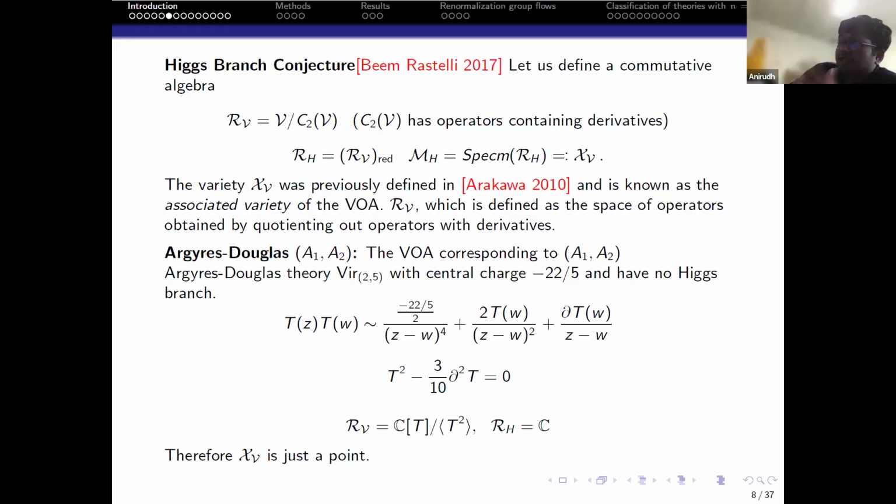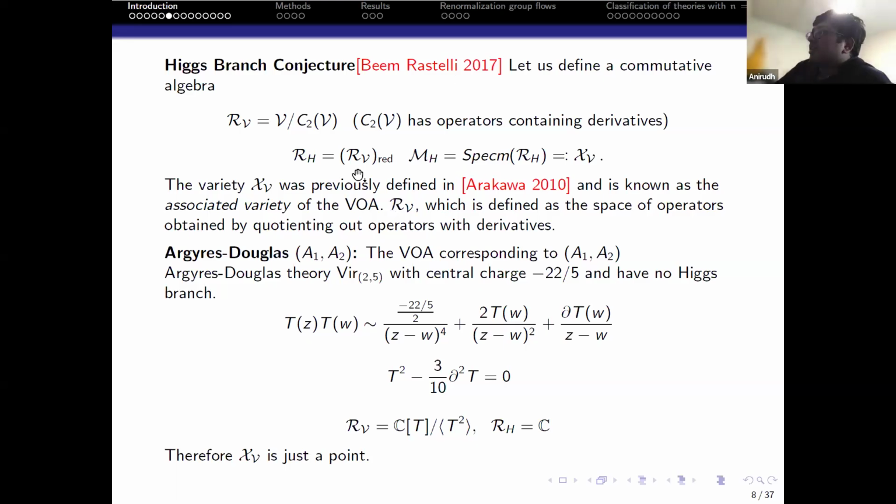So now in this slide, I'm going to discuss the Higgs branch conjecture. The Higgs branch conjecture is a way to extract the Higgs branch as a variety from the VOA data. In this case, we define a commutative algebra, which we call R_V. This is also called the C2 algebra. It is defined by taking the operators in the VOA and quotienting out any operator that has at least one derivative. So this R_V will be a space of operators which has no derivatives in it.